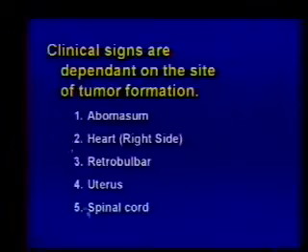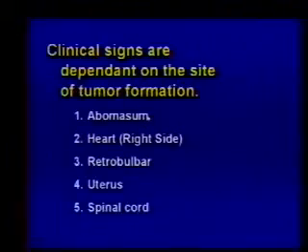Basically, we have 5 sites, so this is a multi-centric condition. We may have the abomasum, which is quite common. Then the heart, the right atrium, the retrobulbar lymph node, behind the eye, and the uterus. This is one of the most common metastatic tumors of the uterus. Or the spinal cord. So the clinical symptoms depend on where the tumor has metastasized to.